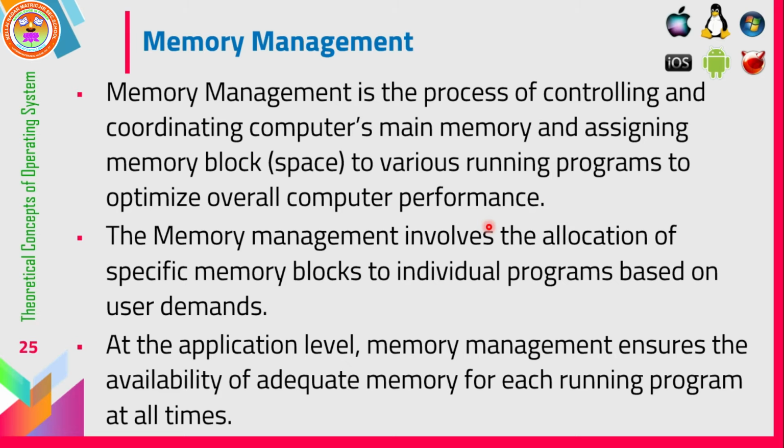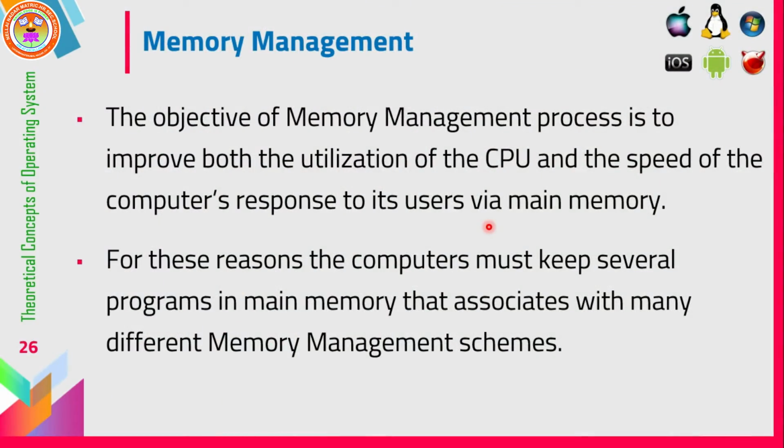Then point number 3: at the application level, memory management ensures the availability of adequate memory for each running program at all times. That means each and every application has a different type of storage space. For example, WhatsApp has some storage space, Facebook has some storage space, and Instagram has some storage space. So if you want to run a particular application, based on the application level, memory management should ensure the required memory for each and every application program. Understood? Yes.